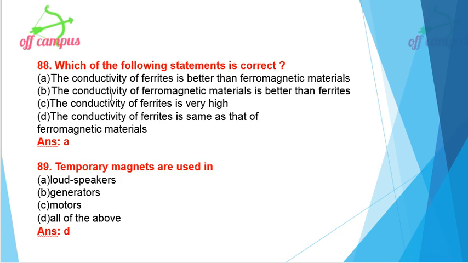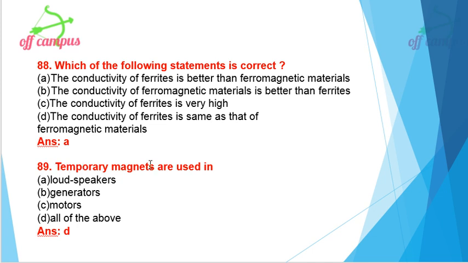Then question number 88, which of the following statements is correct? We will see one by one. The conductivity of the ferrites is better than ferromagnetic materials. Conductivity of ferromagnetic materials is better than ferrites. The conductivity of ferrites is very high. The conductivity of ferrites is the same as that of ferromagnetic material. Which one? The conductivity of ferrites is better than ferromagnetic materials. Option A is the right option.